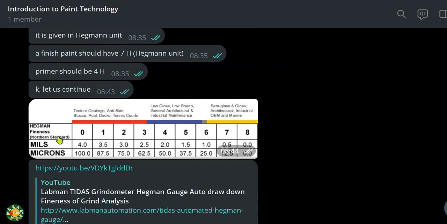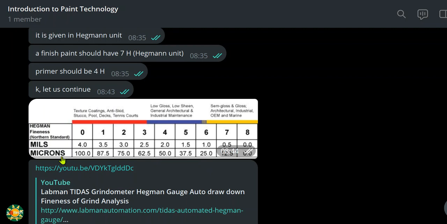And the grinding gauge is given in Hegman units, that is 0, 1, 2, 3, 4, 5, 6, 7, 8. 8 is the ultimate, a very finely ground. In fact 7 means 12.5 micron, and 0 means 100 micron. So when the pigment is at the initial stage, it will have only 0. With the duration of the milling hours, this keeps increasing, so that you are able to reduce the micron size and increase the Hegman unit. So with the increase of Hegman fineness, you are able to reduce the micron size of the pigment.